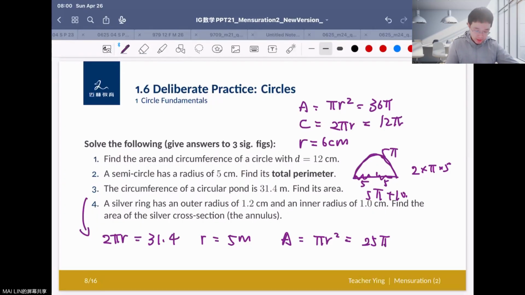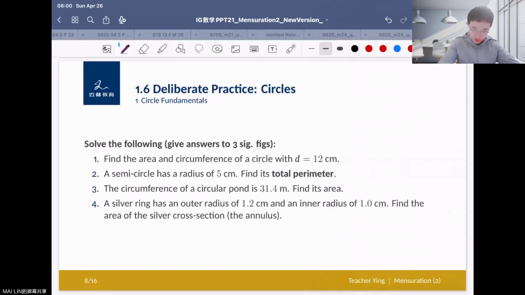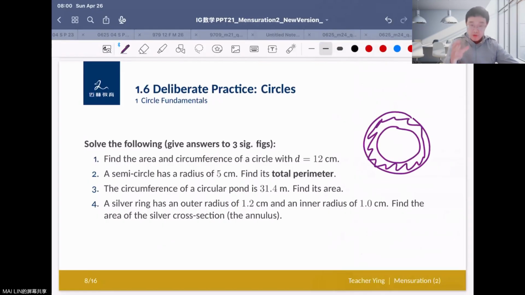And the last problem is that a silver ring has an outer radius 1.2 centimeter and an inner radius of 1 centimeter, right? So here is a ring, like here. And we have to find the cross-sectional area. So we use the bigger circle's area minus the smaller circle's area, right? That is pi times 1.2 squared minus pi times radius squared, 1 squared, right? That is 0.44 pi as our final answer, okay?